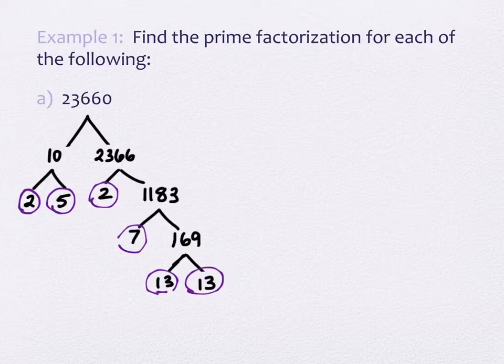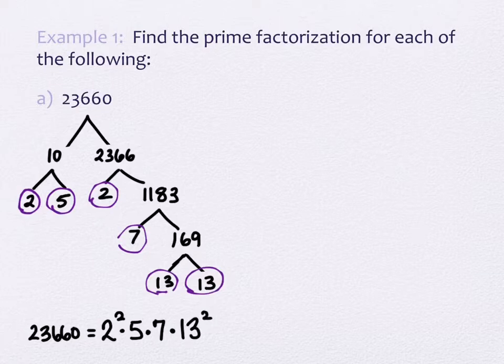So when we write down our answer, we would say that 23,660 is equal to 2. How many 2's do I have? 2, so that's 2 squared. We typically write the next smallest number next. What would you write next? 5. How many 5s do you have? Just one, so we'll just write 5. What's next? 7. And how many are those? One of those. And then we'd have 13, and we have 2 of those, so it'd be 13 squared.